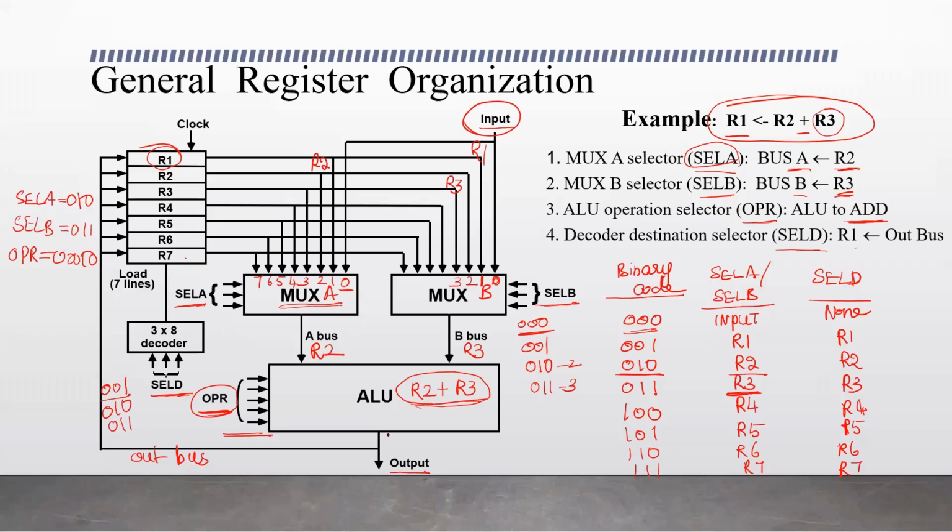The selection input used to select R1 is SELD. So the selection input SELD needs to be 001. This frames our control word. How do we write the control word? The first part of the control word is selection A, the second part is selection B, the third part is selection D, and then the 5 bits of OPR, so the 14 bits are framed. That controls this entire operation.